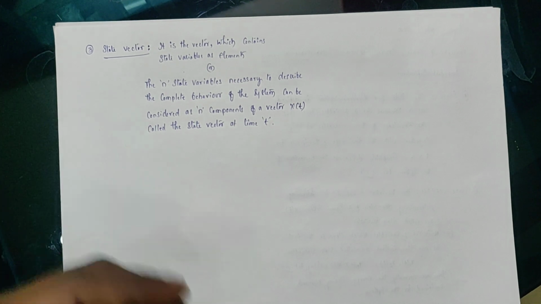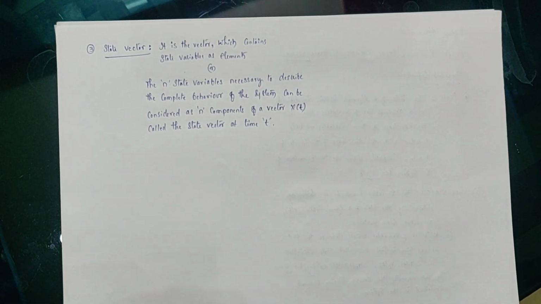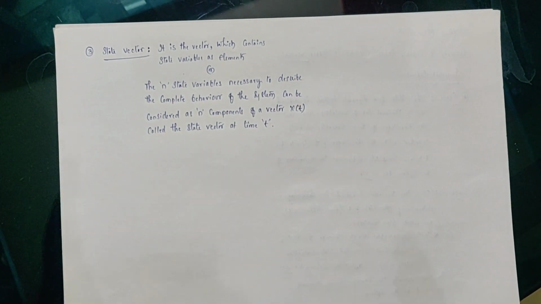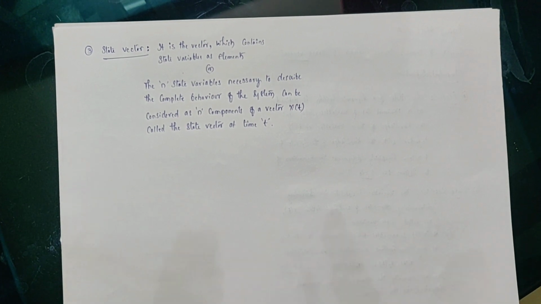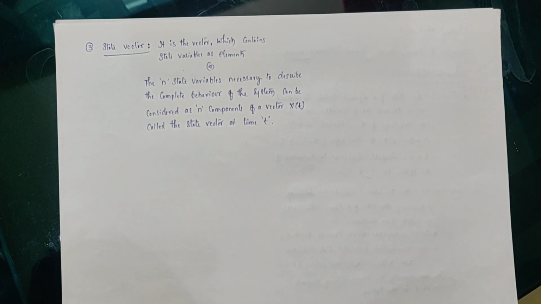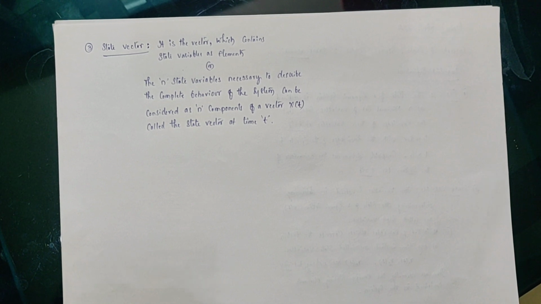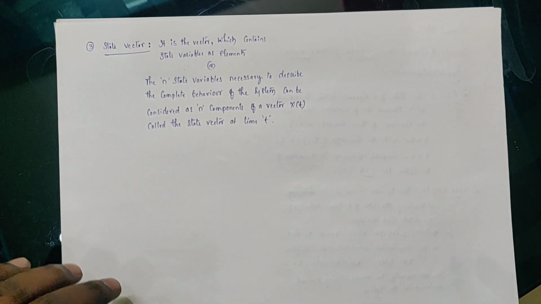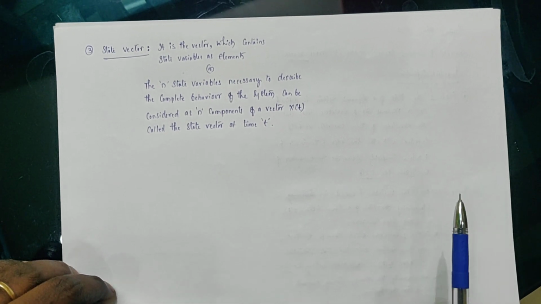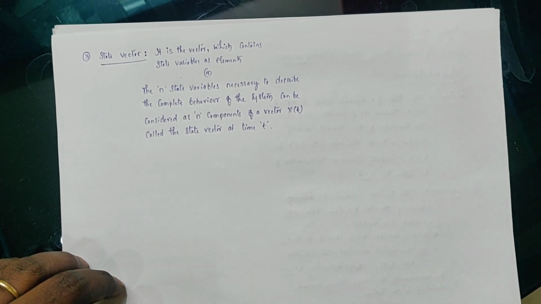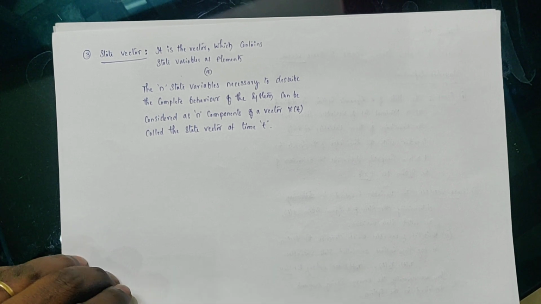Another definition: the n state variables necessary to describe the complete behavior of the system can be considered as n components of the vector x of t, called the state vector at a time t. So these are the major definitions in state space analysis.